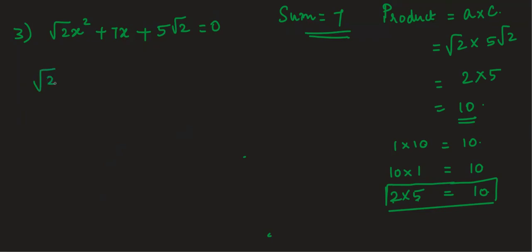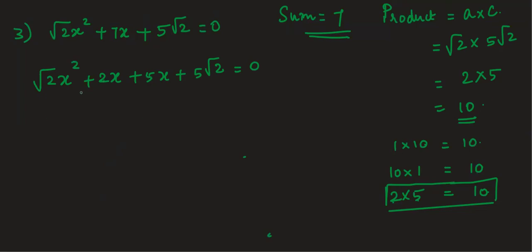So √2x² + 2x + 5x + 5√2 is equal to 0. Earlier we had only 3 terms; now we have 4 terms. When I add 2x plus 5x, I get 7x, the sum is right. When I multiply 2 into 5, it is 10. See, this is a product.